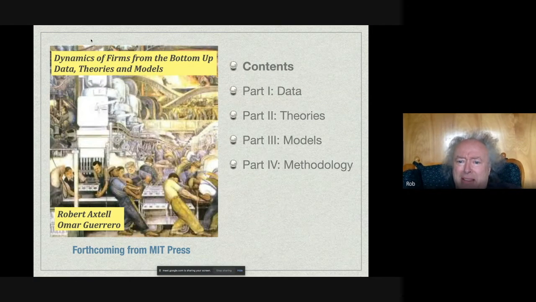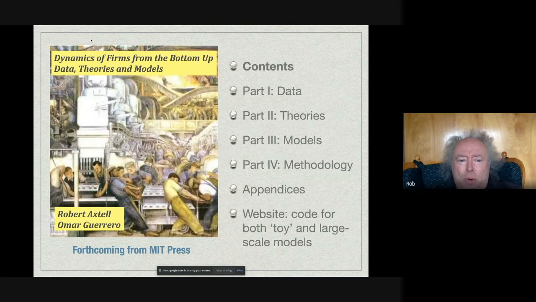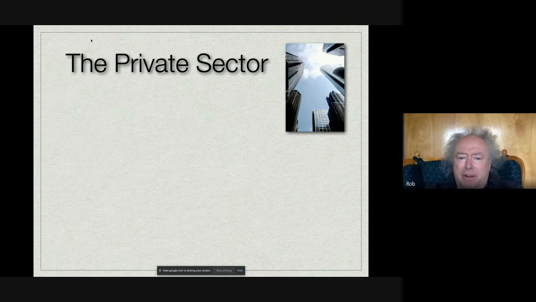I won't spend much time on the theories or the methodology part, but the idea is that we're also providing code for building the kind of models I'm going to describe today. We're going to have code there. You need to have a slightly specialized workstation to run these codes, but there are toy codes there that anybody can run at a smaller scale.